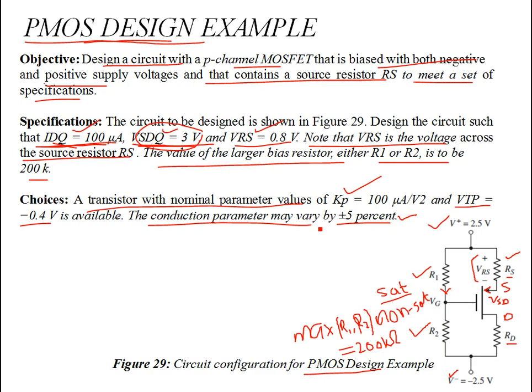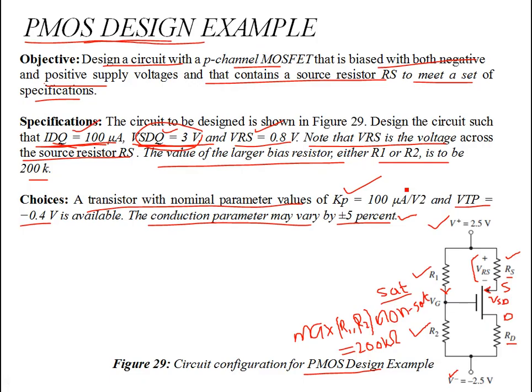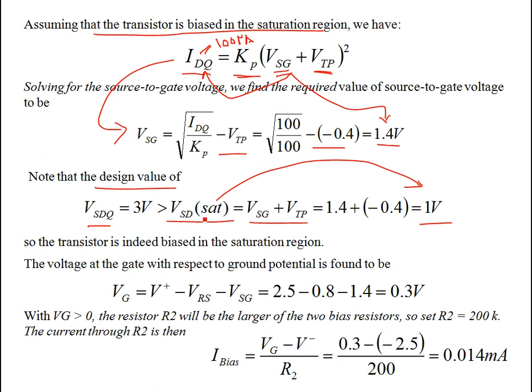What we have done over here is use the saturation current equation. So this VSD sat is given as VSG plus VTP, and this is 1 volt. Okay, so your VSD sat is 1 volt. But given the Q point, the transistor is biased at 3 volts, which means you have passed beyond the saturation point, the transition point on the IV characteristic. So you're somewhere here. For example, this is the transition point between SAT and non-SAT.